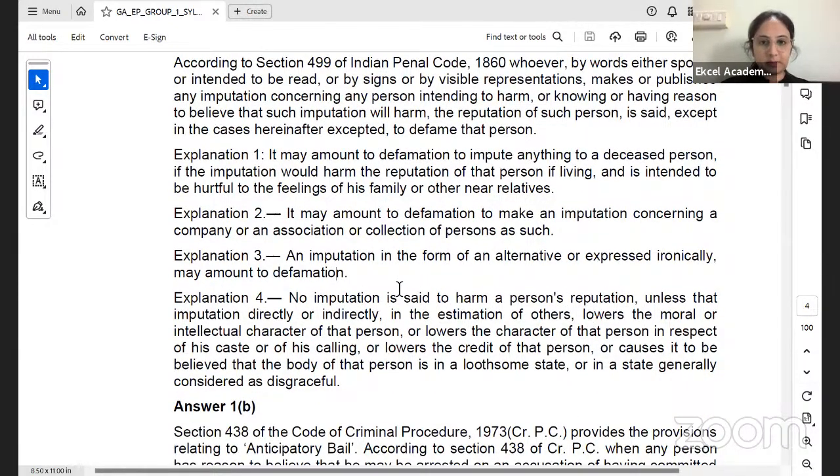Okay, so these are the four explanations. The first thing is, it may amount to defamation if you impute anything to a deceased person, the person who is already dead. If the imputation would harm the reputation of that person, if living, and is intended to be hurtful to the feelings of his family or other near relatives, then it is defamation. They are trying to give more information regarding defamation.